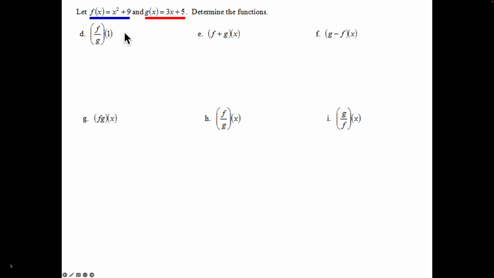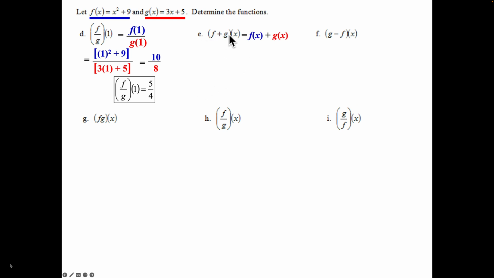Keeping my same functions here, f divided by g of 1. We'll put f of 1 on the top, g of 1 on the bottom. And the first thing I would do here is I would mentally take the 1 and put it into the g function because this is the denominator. If this becomes a 0, it doesn't matter what we have up here, it's undefined. So it looks like 3 times 1 is 3 plus 5 is 8, so that's okay, we'll plug it in. We'll get 1 plus 9 is 10 over our 8, which reduces to 5/4.